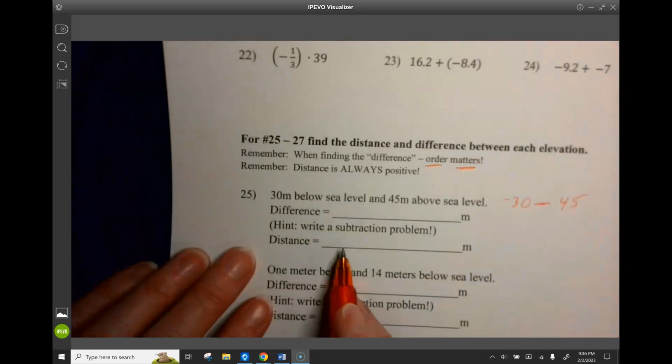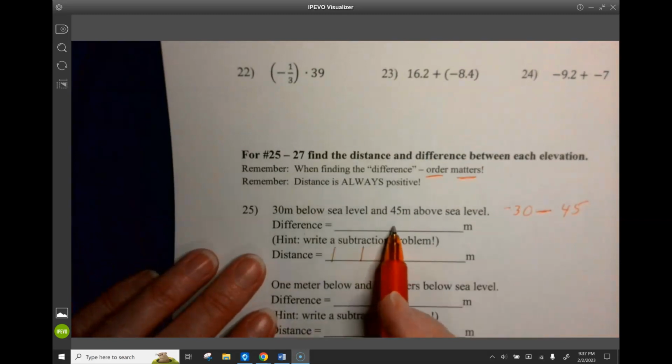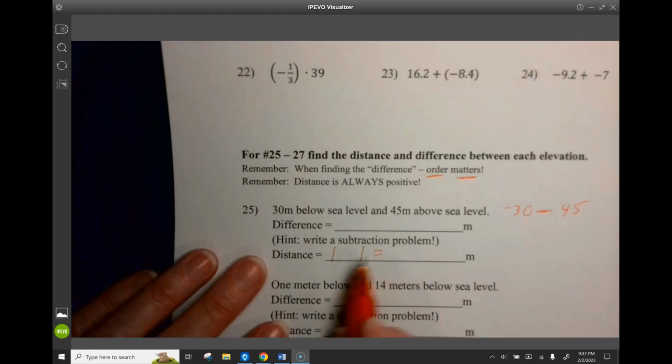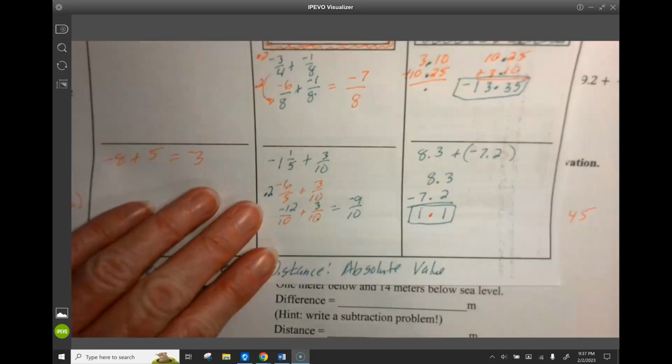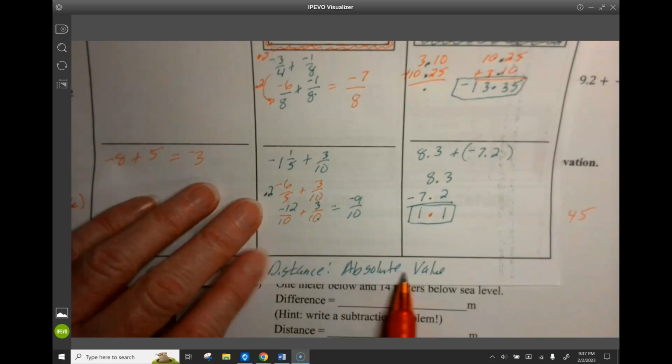When you're done with that, to find the distance, I want the absolute value of whatever you put here. That's going to be it. Now, you have to write out what it's equal to. Take the absolute value of the difference. That's a number. Remember, distance is always just going to be the number. It's going to be the absolute value. It has no signs. No signs on distance.